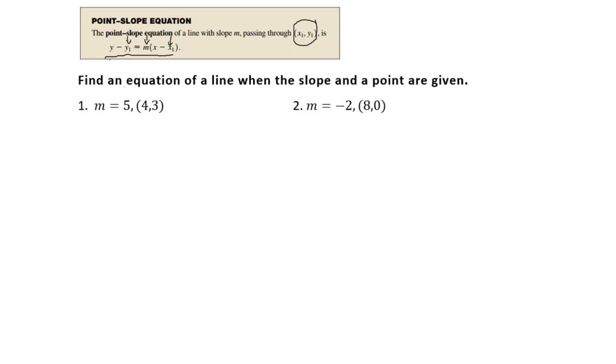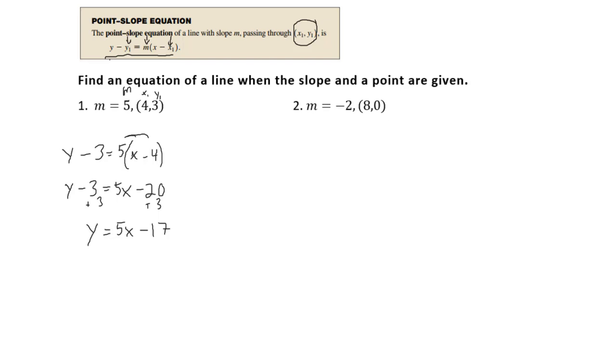So let's identify that this is our m, this is our x1, and this is our y1. So when we plug that in, we get y minus our y1, which is 3, equals m, which is our 5, open that parenthesis, put an x, minus our x1, which is 4. And then we'll distribute that, and we get y minus 3 equals 5x minus 20. And then we need to move that 3 over. So we'll add the 3 here, and we get y equals 5x minus 17.